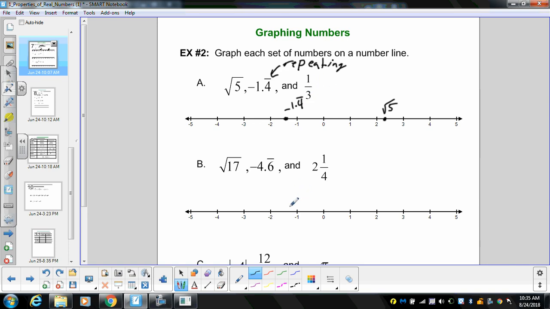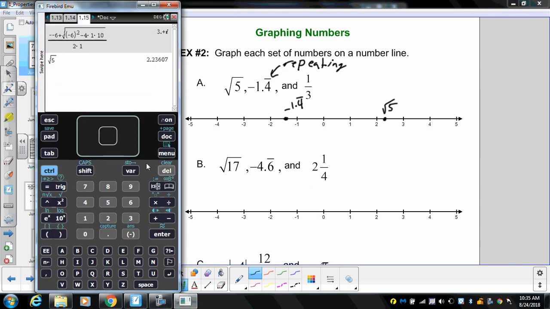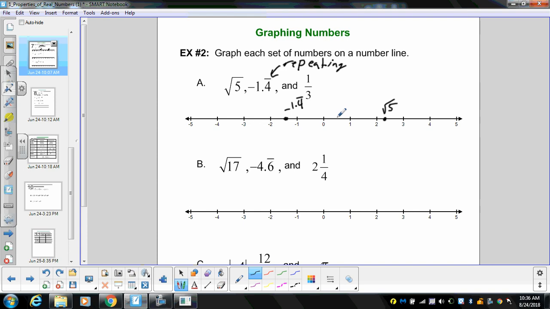And now we have 1/3. If you don't know 1/3 by heart, again, on your calculator, you can do 1 divided by 3. For these calculators, if you just do Control Enter, it actually turns it into a decimal for you. Most other calculators naturally turn it into a decimal. But you see it's 0.33 repeating. So that would be not halfway between 0 and 1, but a little bit less than halfway. So then we're going to put our dot there and call that 1/3.